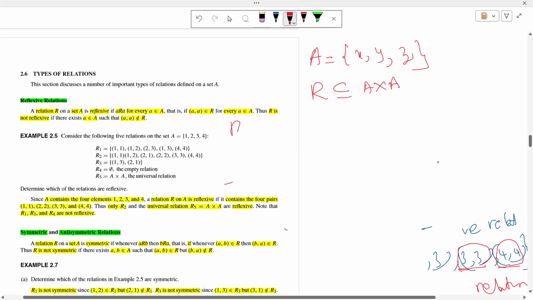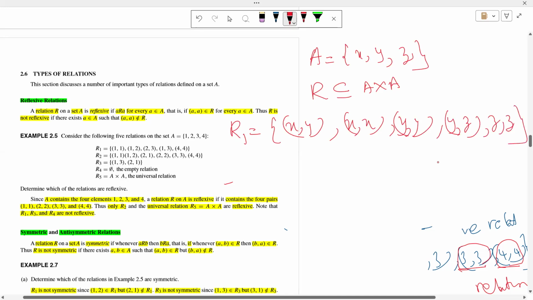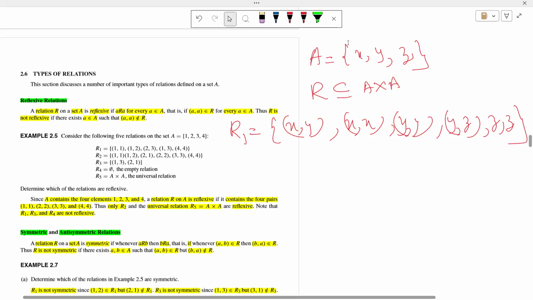Now I am writing a relation R1: XY, XX, YY, YZ, ZZ. What do you think? Is R1 reflexive or not? What about the others?